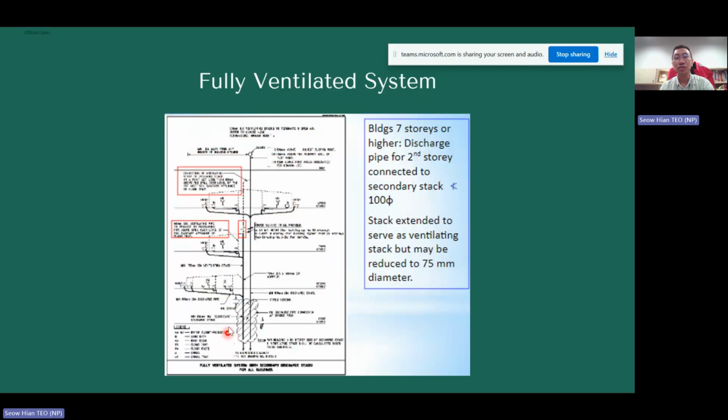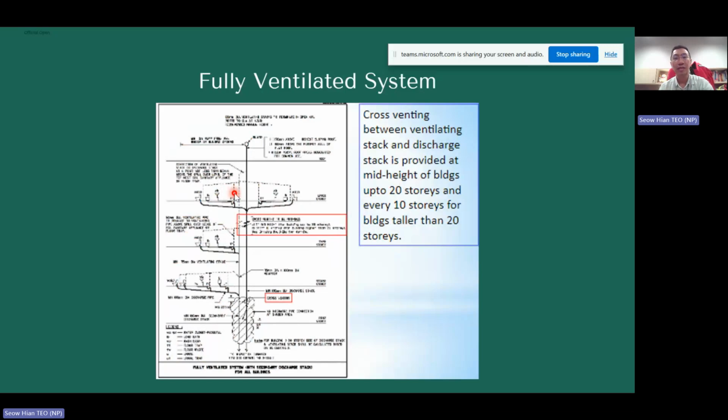So for a building with a 7-story discharge pipe, for the 2nd story connection, there's about a 100 mm diameter stack extended to serve the ventilation stack, which may be reduced to about 75 mm. So for cross ventilation, there's a discharge stack, a ventilation stack and the discharge stack, right? So it provides for mid-height buildings up to 20 stories. Every 10 stories, or for buildings taller than 20 stories, will have a fully ventilated system.